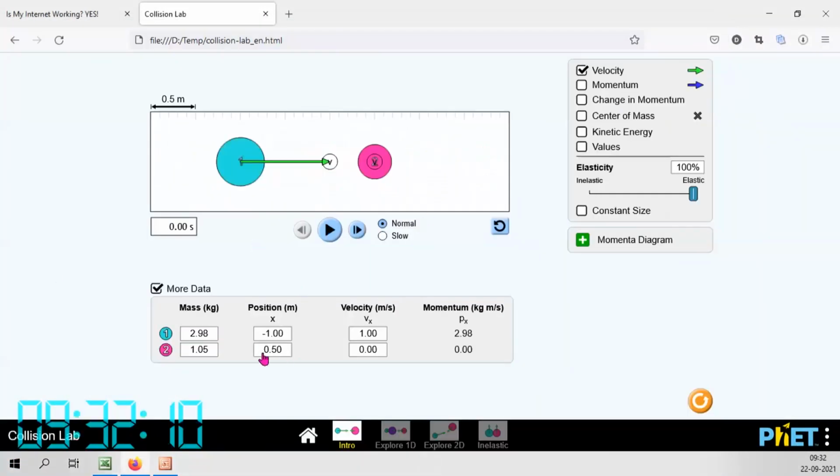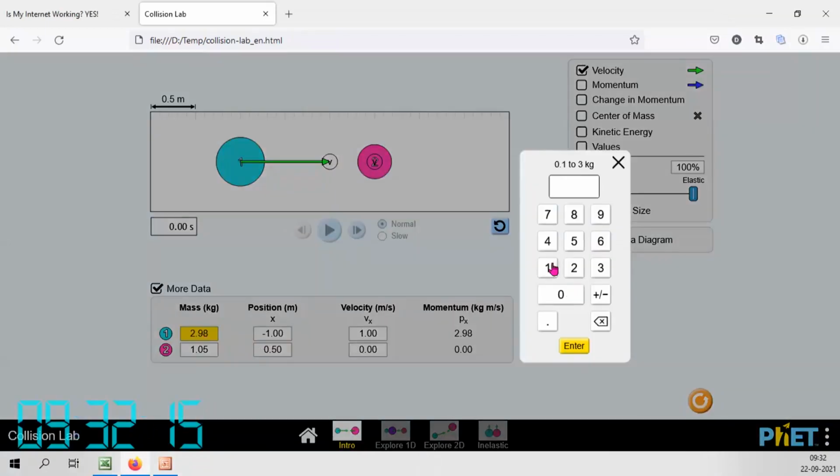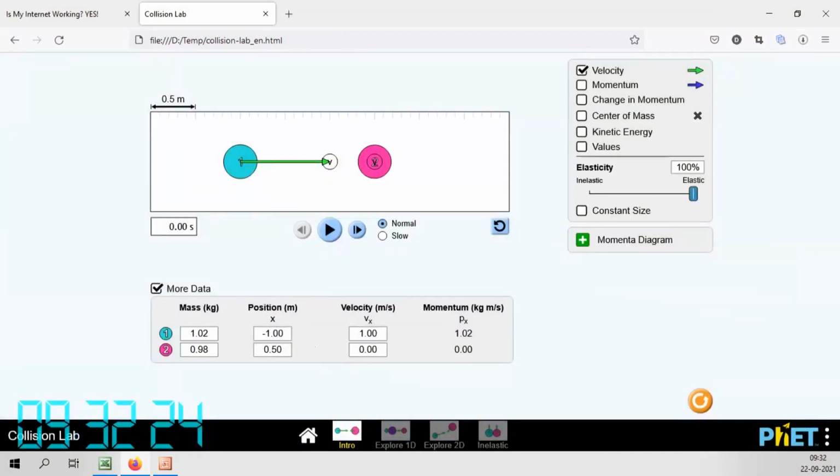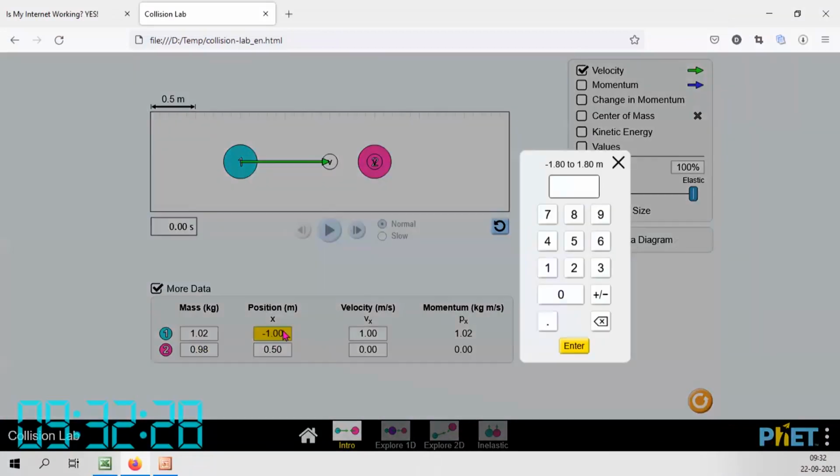Okay, so return the balls. Next run it is 1, 1. So this is 1.02, and this may be 0.98. Then -1, 1. So this is minus 0.95. This is -1, 1.